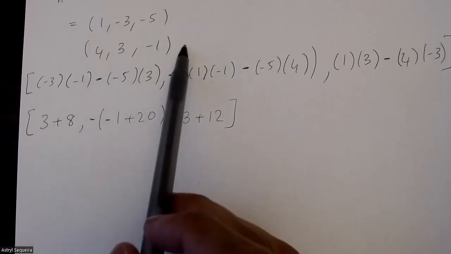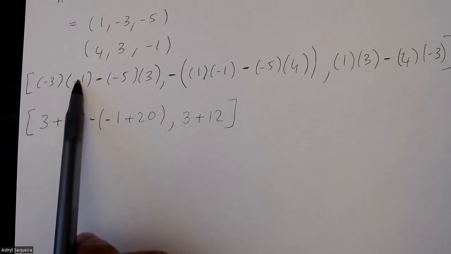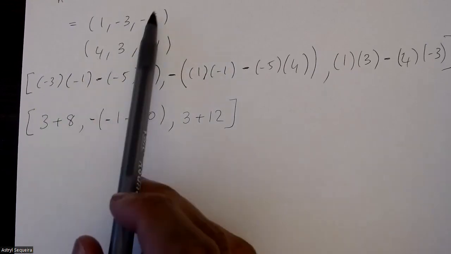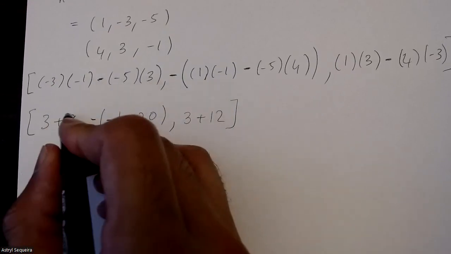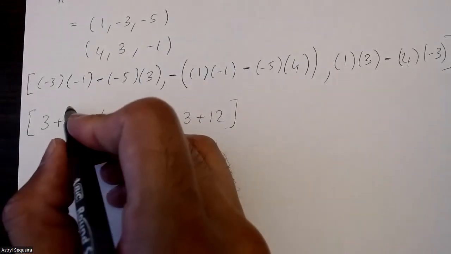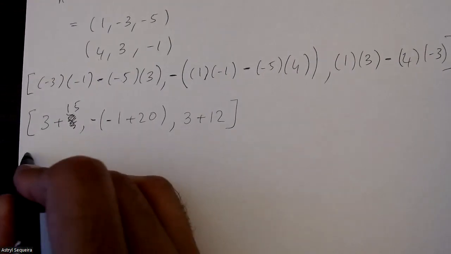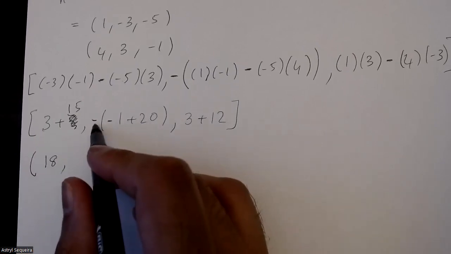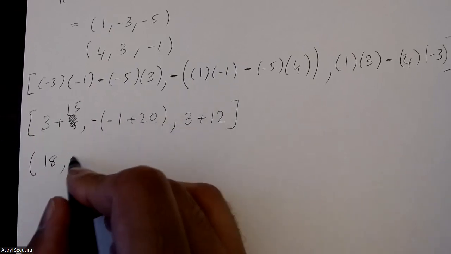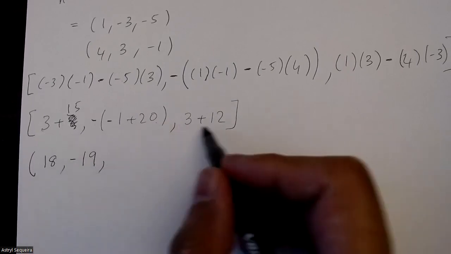Just double check that. 1 times, oh, I have a tiny mistake. No, negative 3 times negative 1. Yeah, that's good. Although 5 times 3 is not 8, that's actually 15. Okay, so 3 plus 15 is just 18. Negative 1 plus 20 is 19, so this is negative 19. 3 plus 12 is 15. So this is our normal vector.